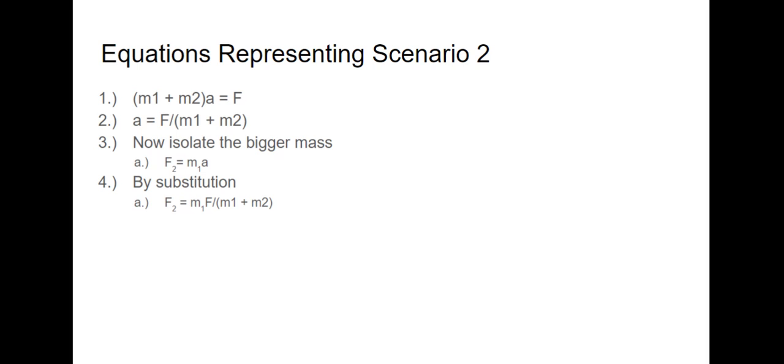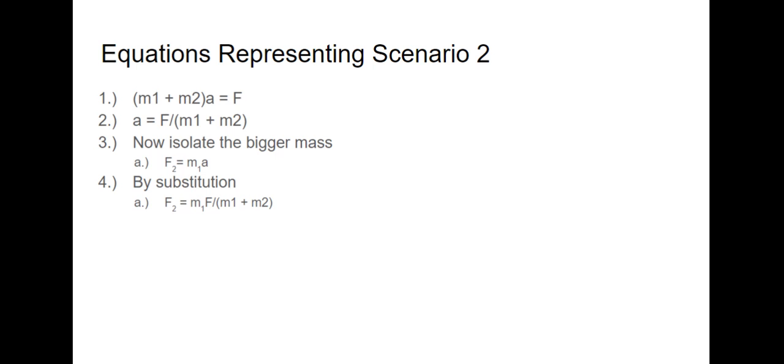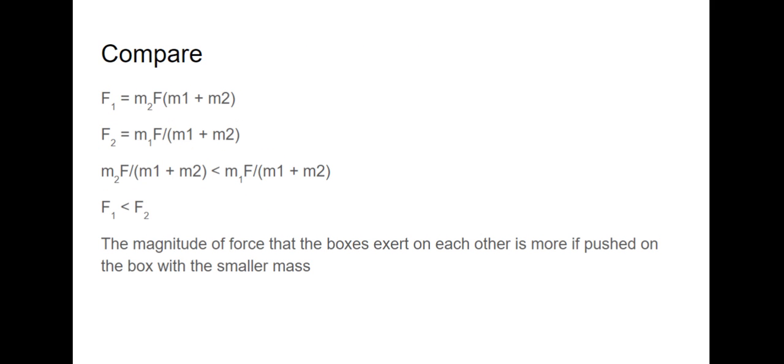However, this time we isolate m1 and use Newton's second law to write an equation representing F2. This equation is F2 = m1a. By substitution, we find that F2 = m1F / (m1 + m2). And now we have to compare.